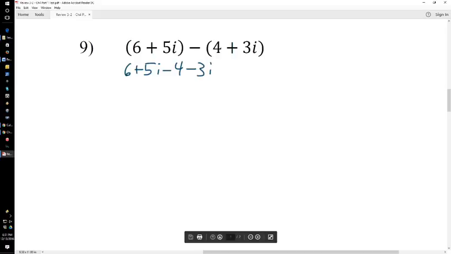Right? And from here, now we can combine the terms. So 6 plus 4 is 10, and 5 minus 3 is 2. So we have 10 plus 2i. There you go. And that will be your answer.